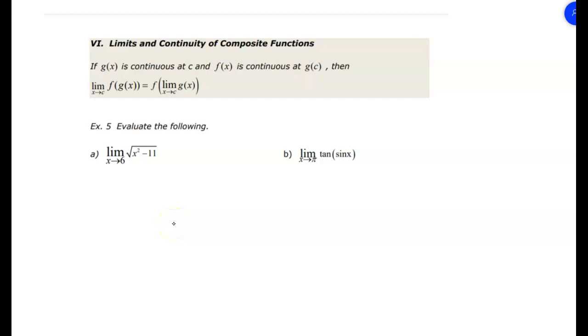This is the end of the section on continuity. This is video 5 of 6. And in this one, we just point out the limits in continuity of composite functions.